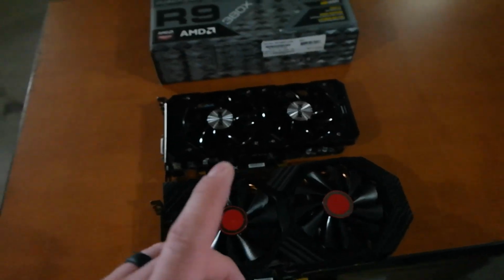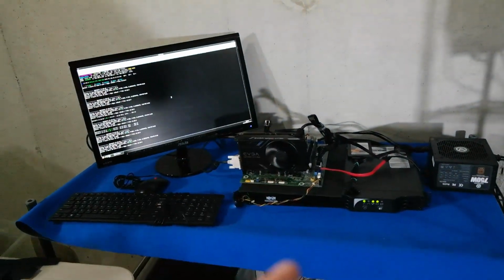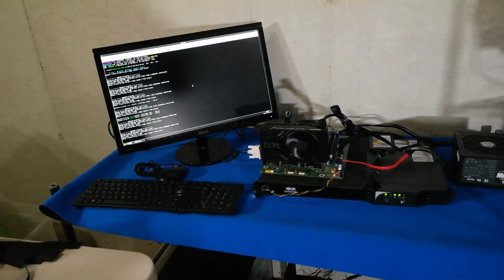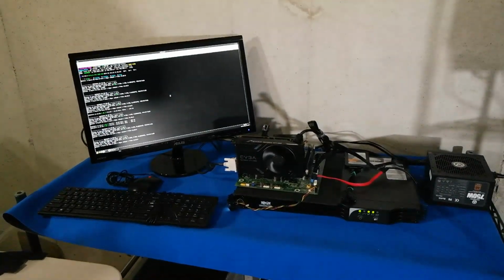But let's go ahead and power down our current test bench on the 1060 and let's get this installed. Let's boot up on Hive OS and let's see what we're getting for hash rate.